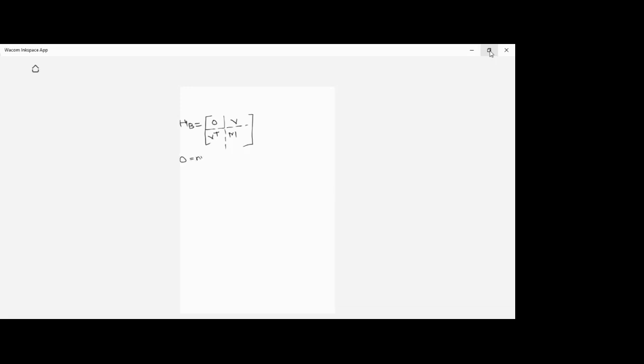O matrix is nothing but a null matrix, and it is an M by M null matrix, where M is equal to the number of constraints. So what is the number of constraints here? M is equal to 2. Therefore, this is a 2 by 2 matrix. So O is equal to 0, 0, 0, 0.